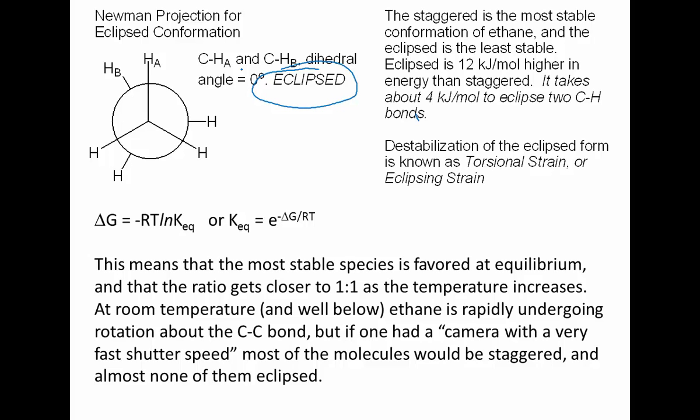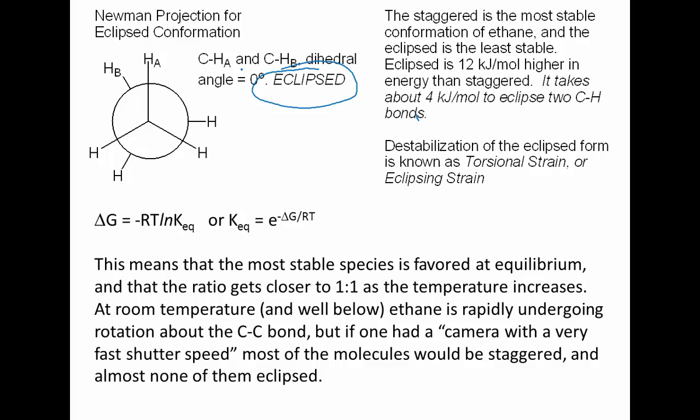Okay, it turns out that the rotation in ethane is not completely without a barrier. Okay? The eclipsed conformation is 12 kilojoules per mole higher in energy than staggered. In fact, staggered is the most stable conformation of ethane, and eclipsed is the least stable conformation of ethane. From this, it takes about 4 kilojoules per mole to eclipse 2 CH bonds. This destabilization is known as torsional strain or eclipsing strain.